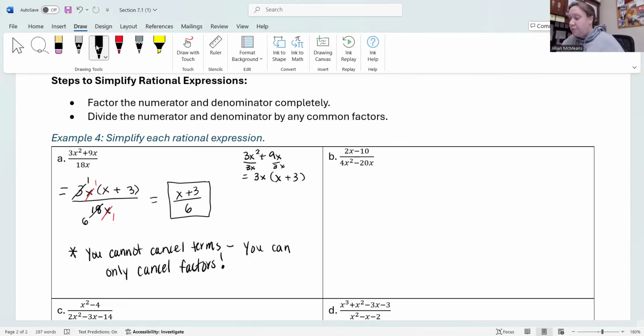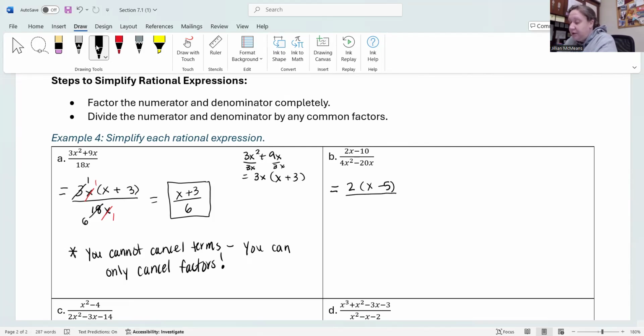All right, looking at part B, we have 2x minus 10 in the numerator. We have 4x squared minus 20x in the denominator. Both of these have a GCF that need to be factored out. So looking at the numerator, I definitely have a GCF of 2. So I want to write the numerator as a product of 2, the GCF, and whatever I get when I divide the GCF out. Well, 2x divided by 2 is just x. Negative 10 divided by 2 is negative 5. So that's that for the numerator.